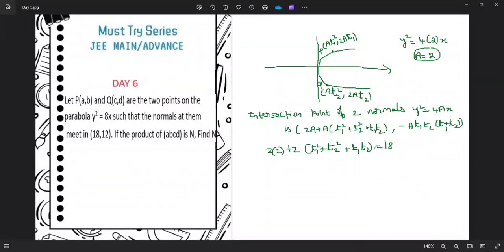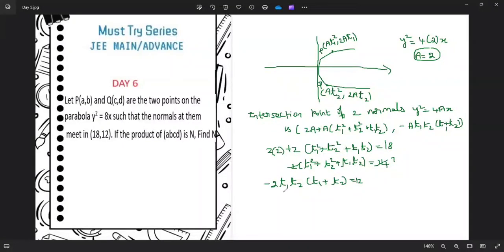Okay, take the 4 to that side. So we have 18 minus 4, 14. So 2 times (t1 square plus t2 square plus t1 t2) equal to 14. So t1 square plus t2 square plus t1 t2 equals 7. We have an expression with the x coordinate of the intersection point. Now with the y coordinate, minus a t1 t2, so minus 2 times t1 into t2 into (t1 plus t2). This y coordinate of the intersection point is given in the question as 12.